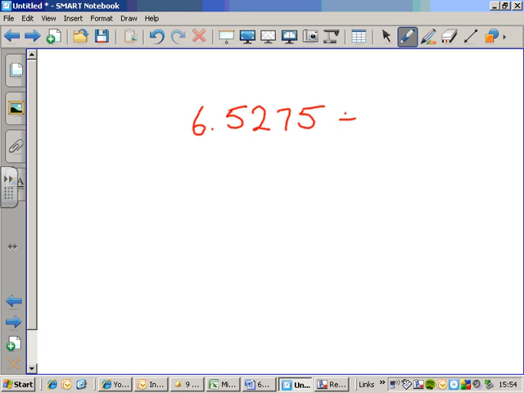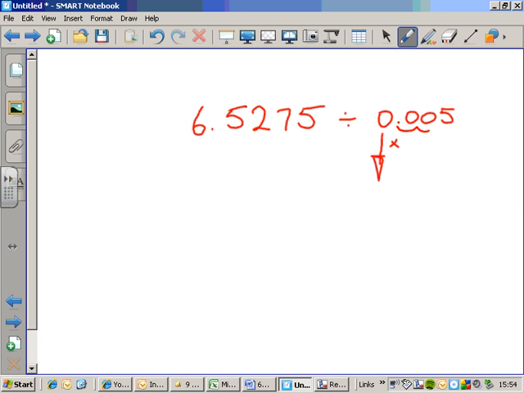6.5275. Wow, I managed to do a number without freezing. Divide that by 0.0005. Okay, I don't want to divide by a decimal because it's hard. So I want to make my life easy. So I want to divide by a whole number.